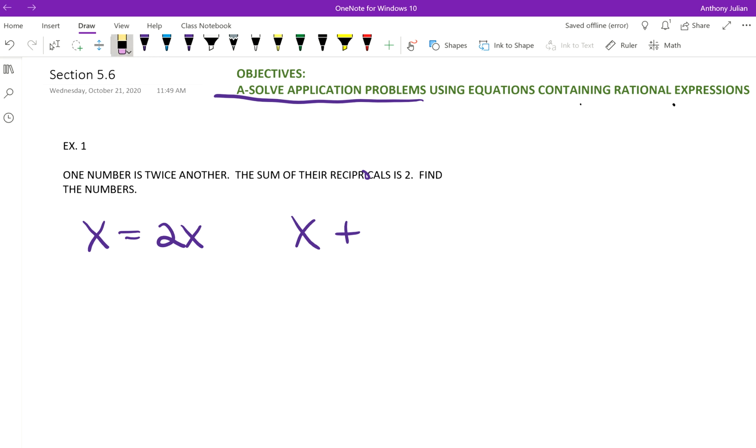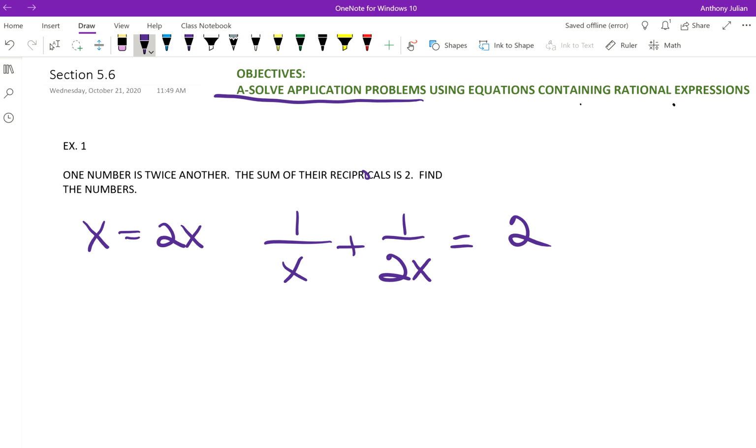So I don't want that. I want 1 over x plus 1 over 2x. That's going to equal 2. All right. Fair enough. And let's solve for x.